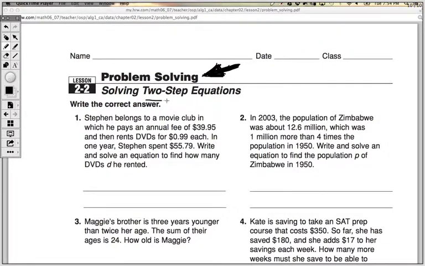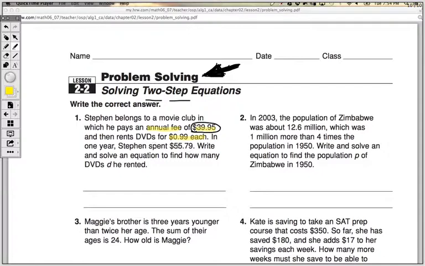Again, this is two-step or multi-step equations. So we're looking at things that have multiple parts to it. Let's see how we start here. It says Stephen belongs to a movie club in which he pays an annual fee of $39.95. So that's an annual fee, like just an initial cost. And then he rents DVDs for 99 cents each. That's kind of a ripoff because you can do that in some little shops anyways without paying the annual fee.